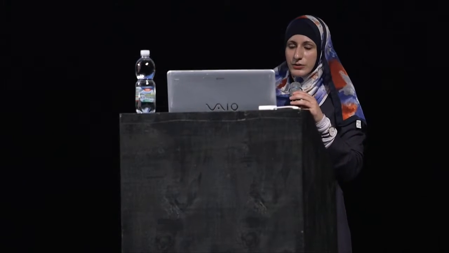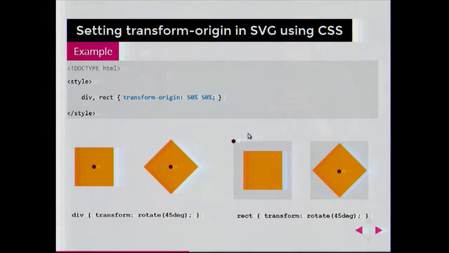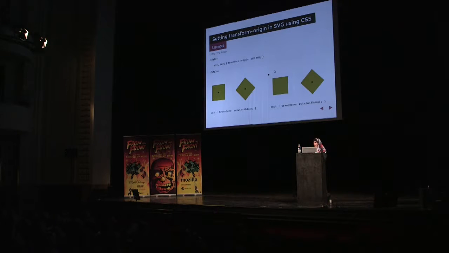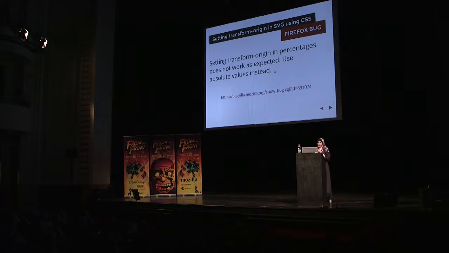So if we go back to the previous example where we have the rectangle and the div, and we set the transform origin to 50% by 50%, this should be enough to set the transform origin on the SVG to be the same as on HTML. And so when you start rotating the SVG elements, you're going to get the same results you expect from HTML. However, setting the transform origin in percentages is simple, and you'll probably want to do that. But there is a bug in Firefox, and it has been around for a really long time, and I really hope it gets fixed soon.